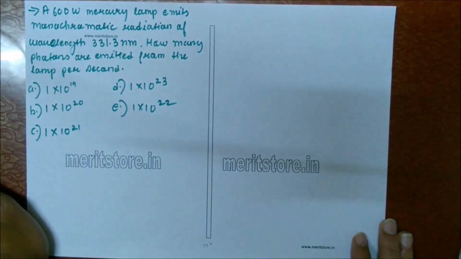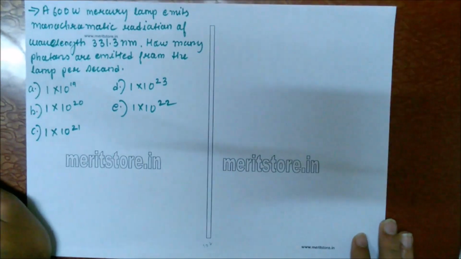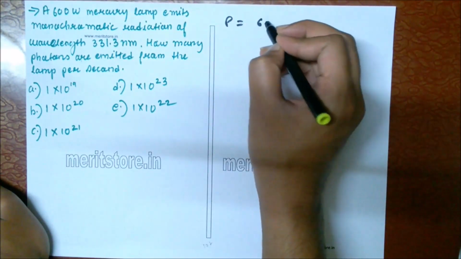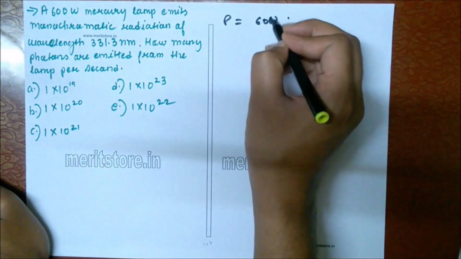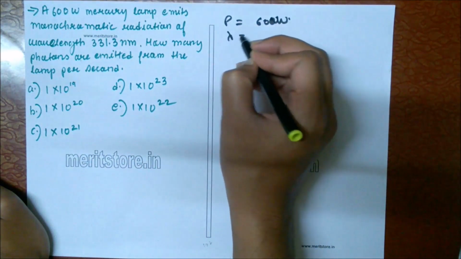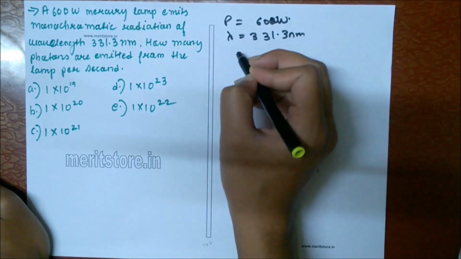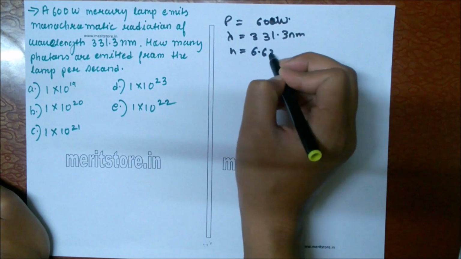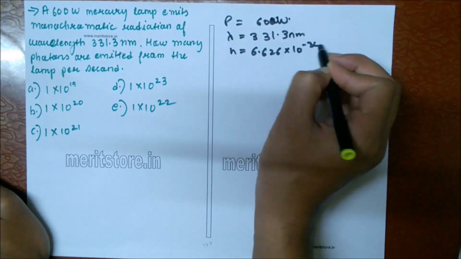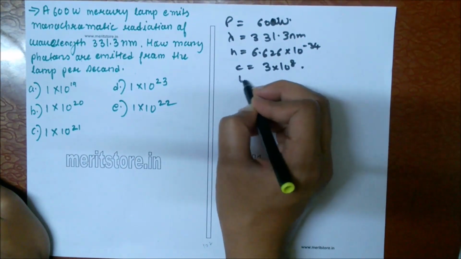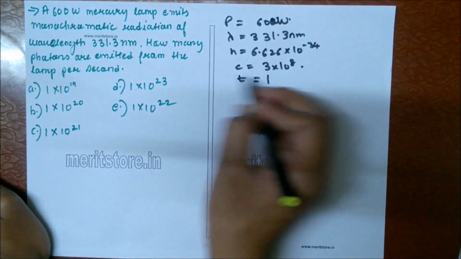A 600 watt mercury lamp emits monochromatic radiation of wavelength 331.3 nanometer. How many photons are emitted from the lamp per second? So the given power is 600 watt and wavelength is equal to 331.3 nanometer. h is 6.626 into 10 raised to minus 34 joule second. c is the velocity of light, 3 into 10 raised to 8 meter per second, and time is given as 1 second.